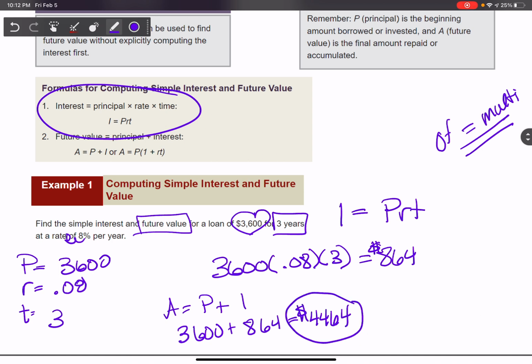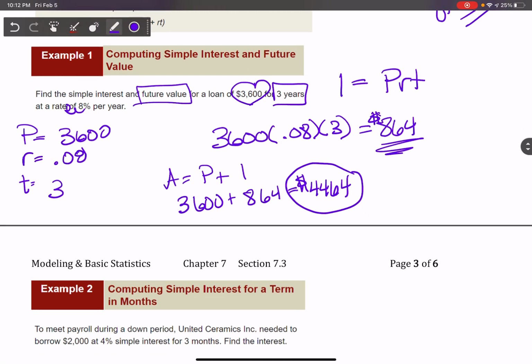So my future value, once again, if you're putting this into a savings account and you started with $3,600, what this means is that in 3 years, you will have earned $4,464. Well, technically you earned $864, but in addition to what you started with, you will have in your account $4,464. All right.